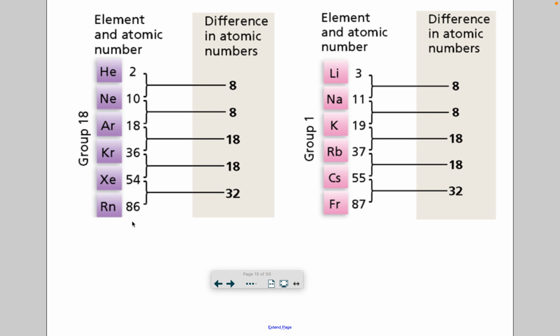Elements in group 18, they're the noble gases. So their electrons in the outermost energy shell are completely filled. So they are inert. They are unreactive.